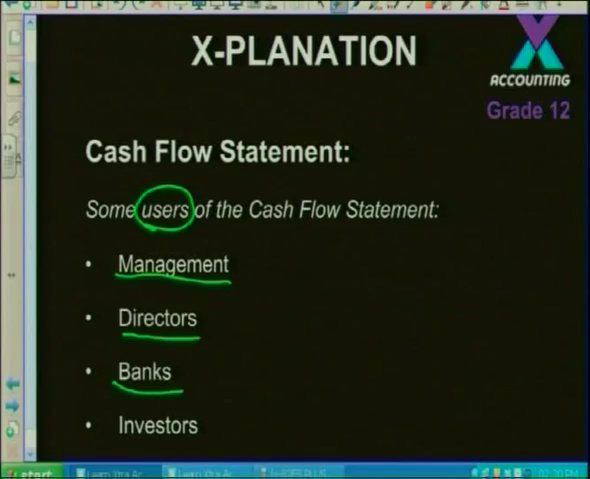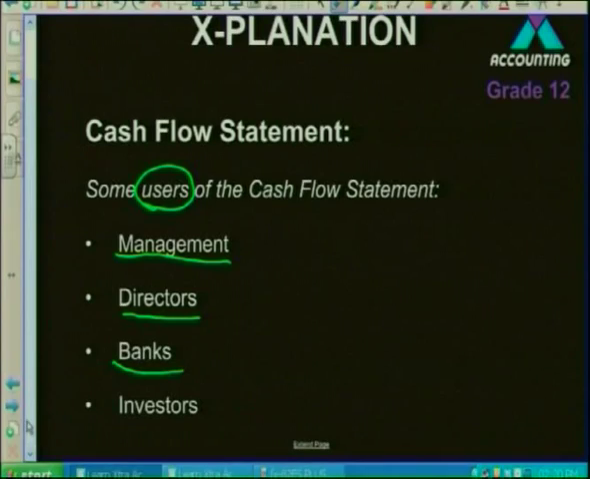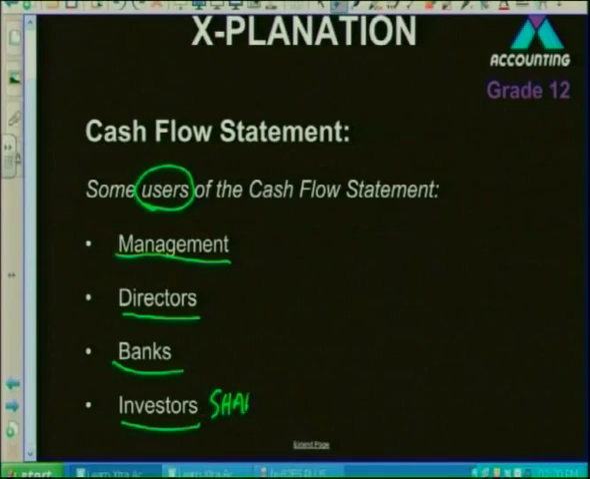Then your banks are generally interested in your cash flow statement, especially when it comes to the granting of loans. And then finally, investors. Here we're referring to your shareholders, your existing shareholders, as well as future investors, potential shareholders, where they want to obviously see whether the company is a generator of cash. Generator means whether the company is making enough cash, or is the company utilizing their cash.